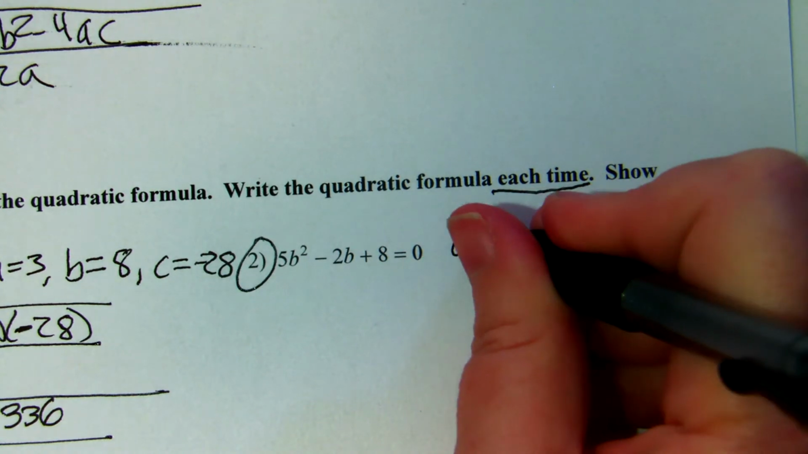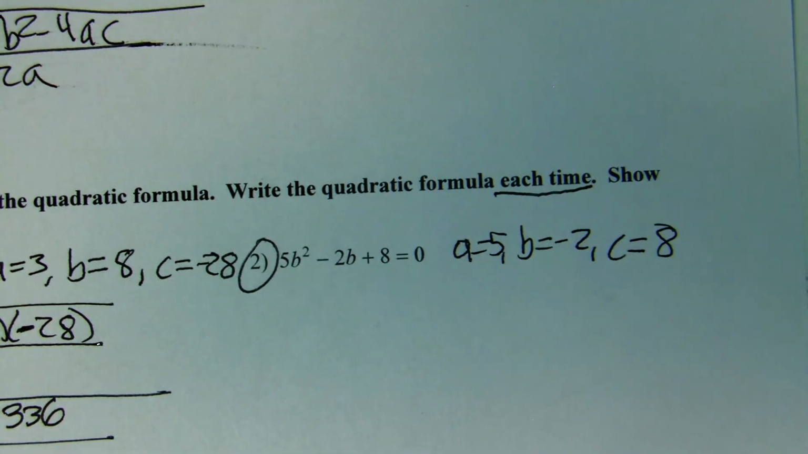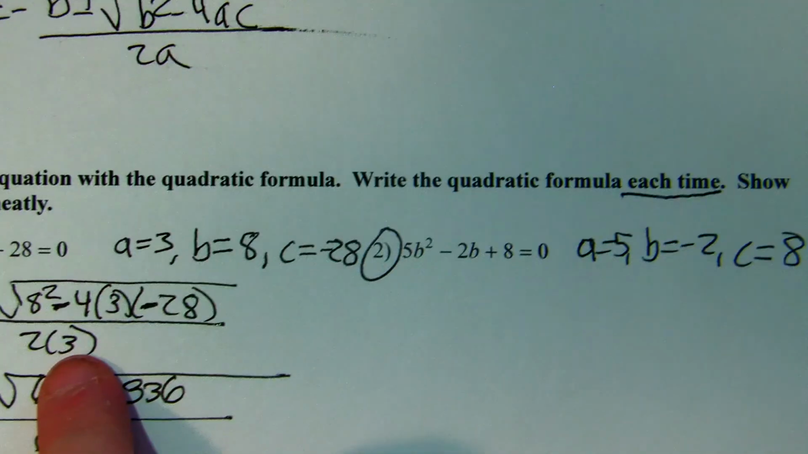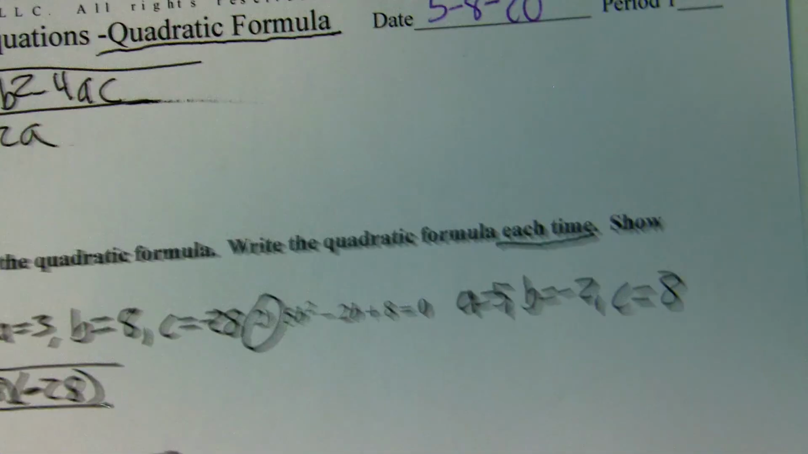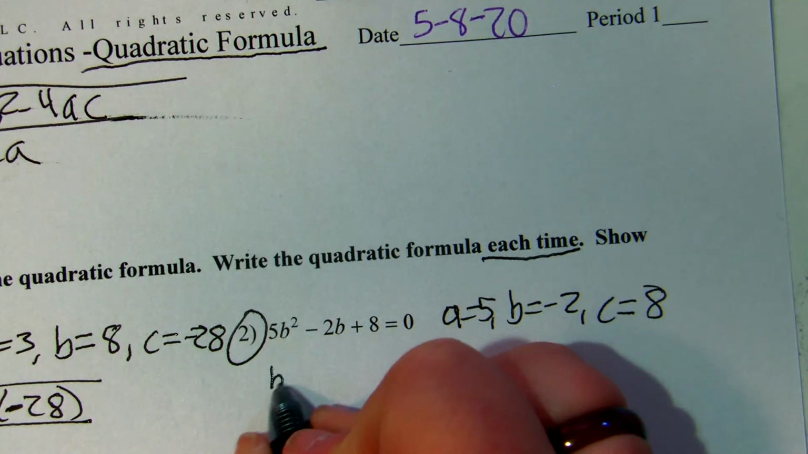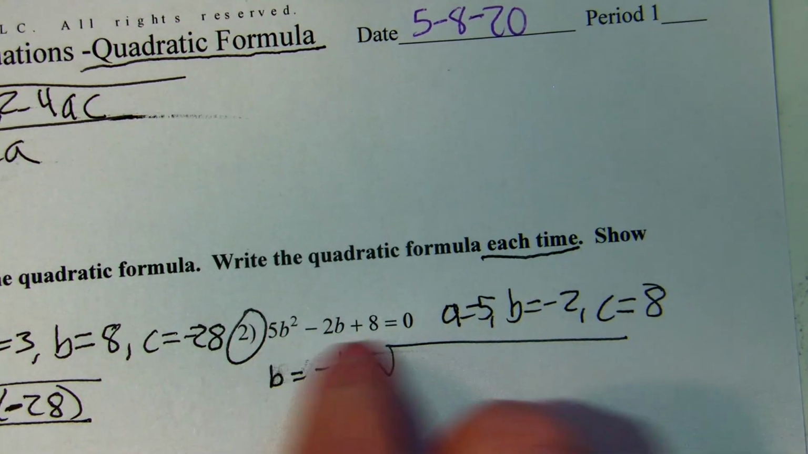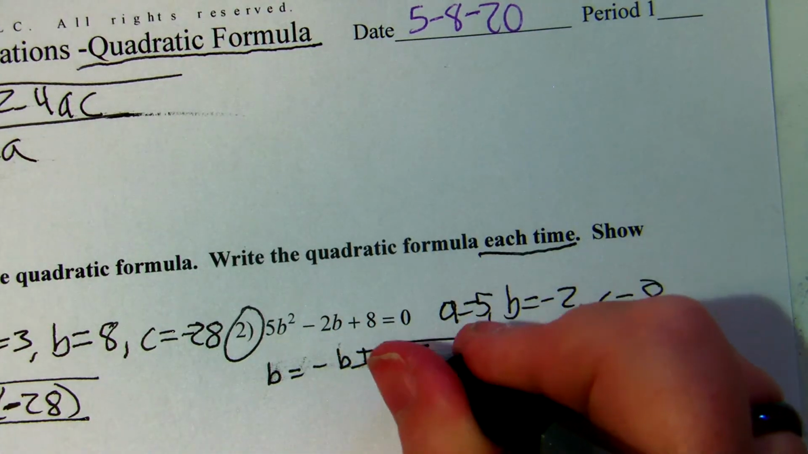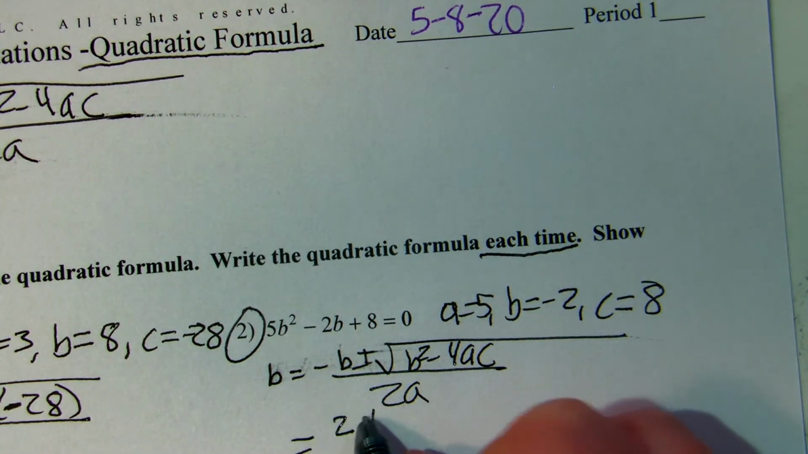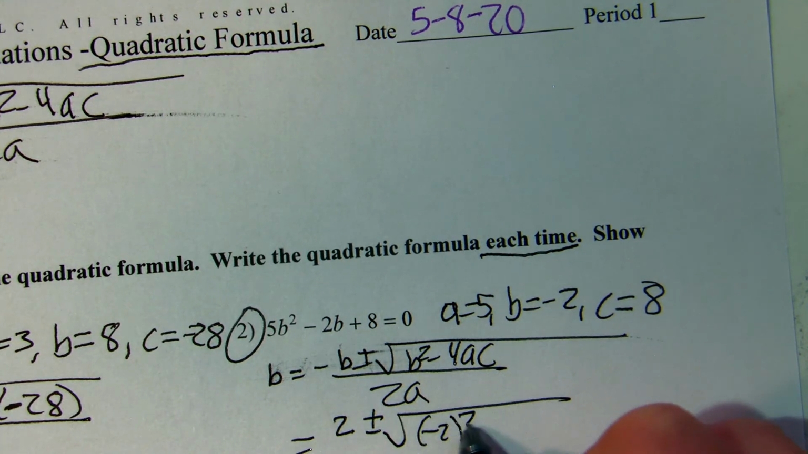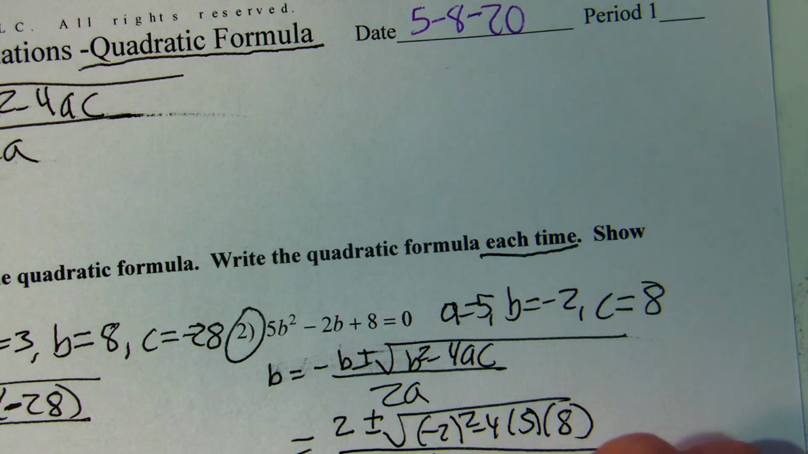A is 5. B is negative 2, C is 8. And look, on this problem right here, I didn't write the formula. Shame on me, minus 1 point. So on this one, I'm going to write it. Negative b plus or minus the square root of, I wish these were all x's, but the computer gave us different letters, so b squared minus 4ac all over 2a. Negative b is 2 plus or minus the square root of negative 2 squared minus 4 times 5 times 8 all over 2 times 5.